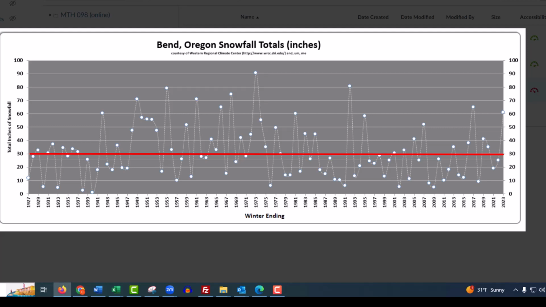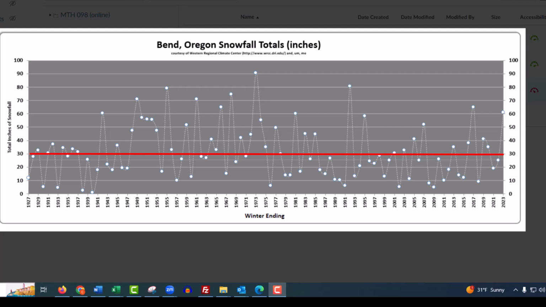What do we say it was? 97 before? So if I do 43 divided by 97, I get 44%. So if I use the definition, what percent are more than 30 inches of snow? I get 44% of years. So by my definition of often, more than 50%, it's not often. But you might have a different definition.